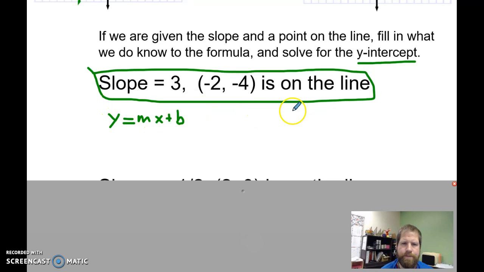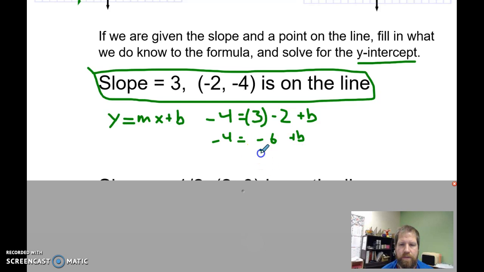In this case, I have my y is negative 4, and that's equal to my slope of 3 times, and I'm going to put it in parentheses, a negative 2, plus b, because that's what I don't know. 3 times negative 2 is negative 6. So negative 4 equals negative 6 plus b.